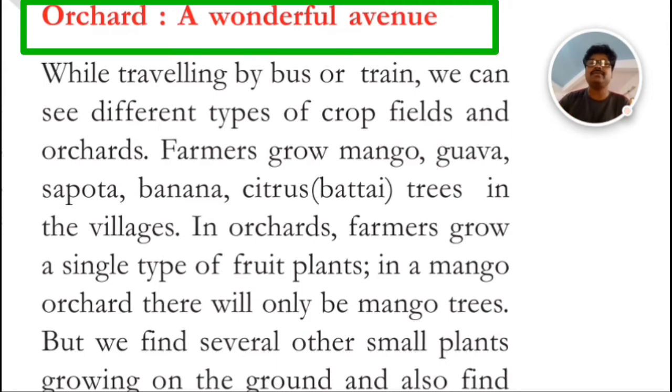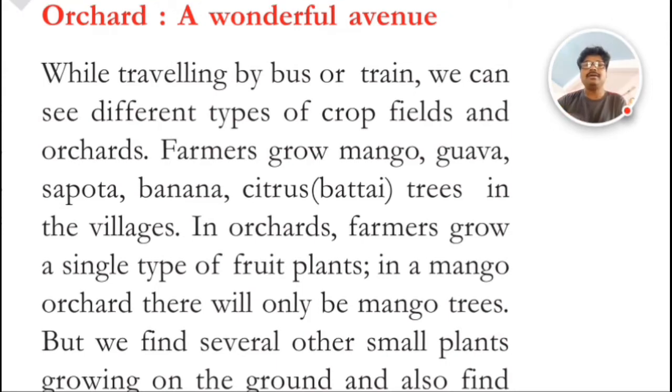You know, students, what is an orchard? Orchard is the place where the plants are grown in a systematic order. Same type of plants are grown in a systematic order, like mango orchard, orange orchard, or some orchards like chiku orchard. Different fruit-giving plants are taken care of. They are sown in a systematic order and they are grown there. So that place is called an orchard. A wonderful avenue.